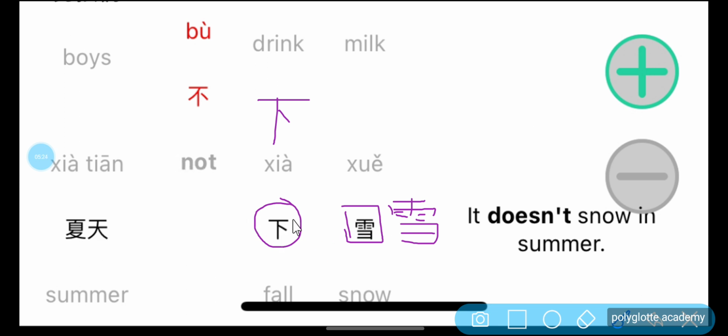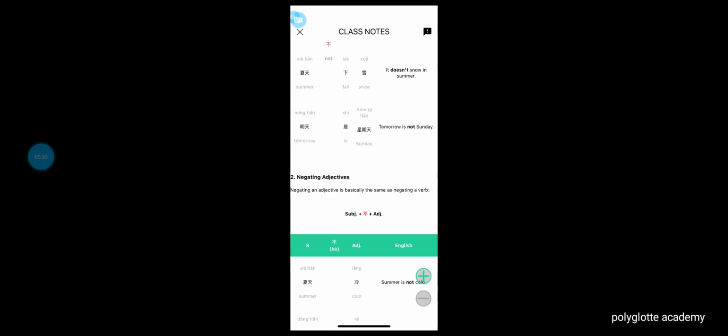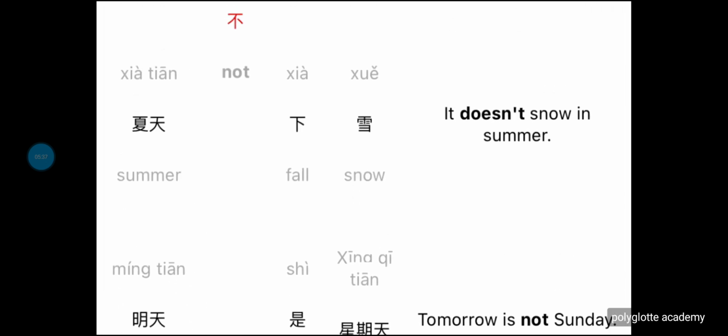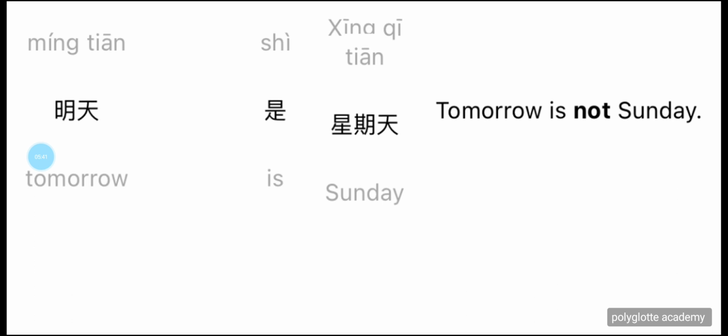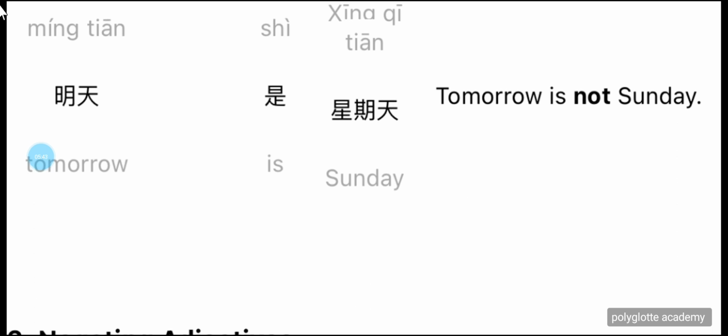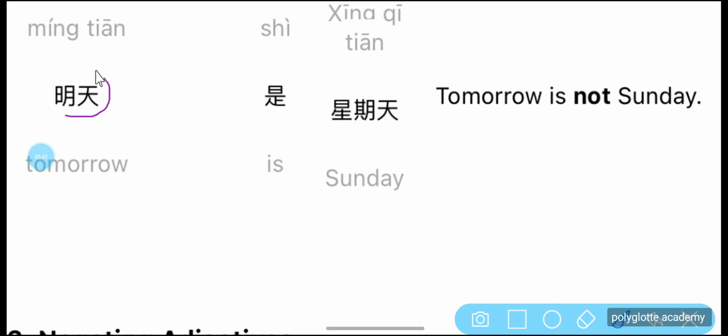You can repeat after me in order to master the Chinese pronunciation. 夏天不下雪，非常好。So let's move on to the next screen, which is the continuation of our basic sentences. The next sentence here is 明天. 明天 here means tomorrow.